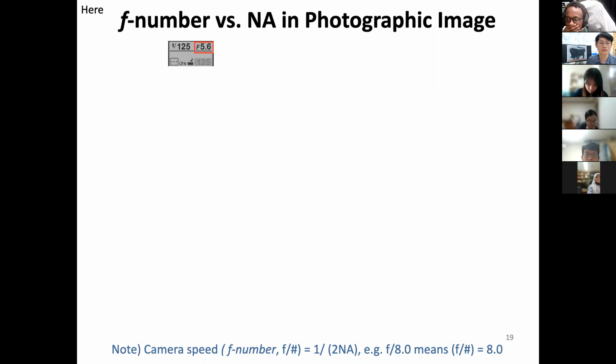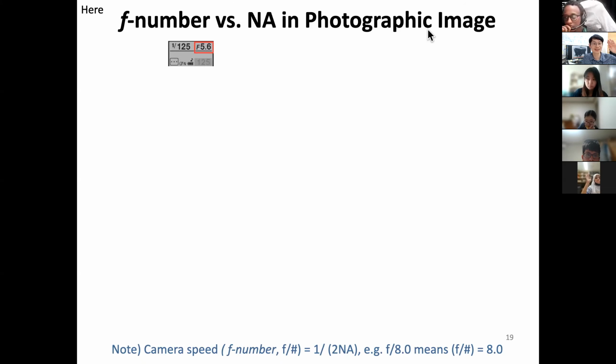I think so. We will continue from last time's class. I want to explain and discuss with you the F number, numerical aperture, and photographic image. So how many of you are interested in photography? Raise your hands.